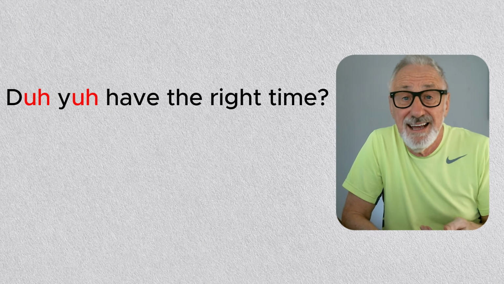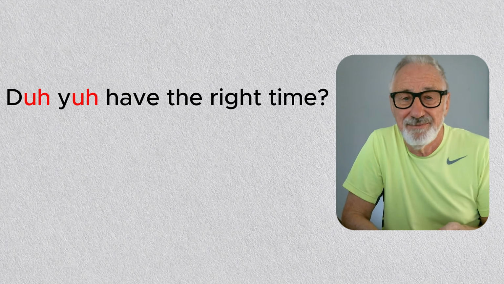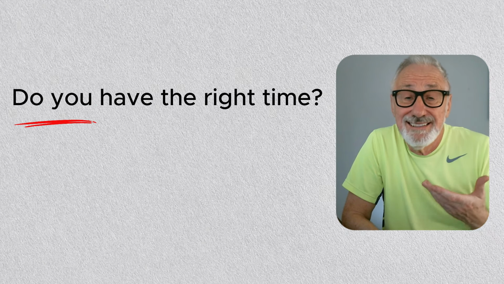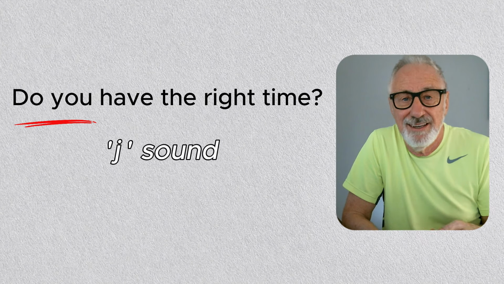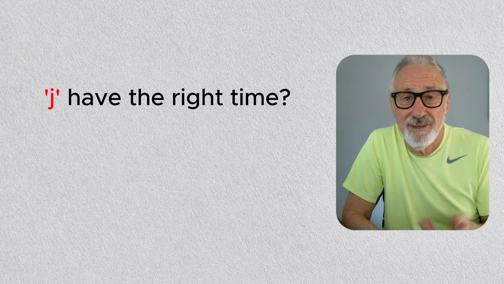So the sentence now is, do you have the right time? You try. Do you have the right time? The other option we have with the do and the you is to combine them and change them into a j sound. So the sentence becomes, do you have the right time? Try that. Do you have the right time?